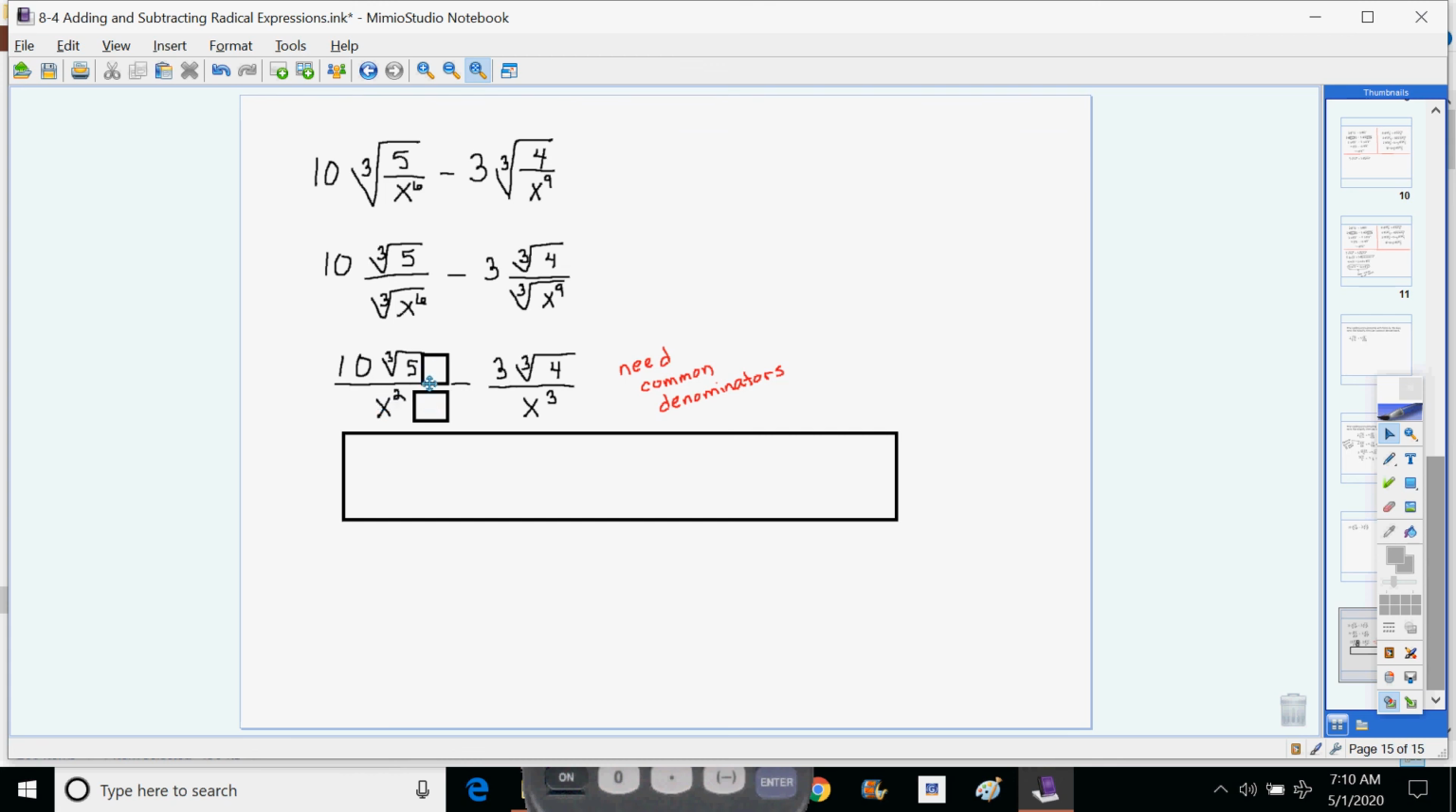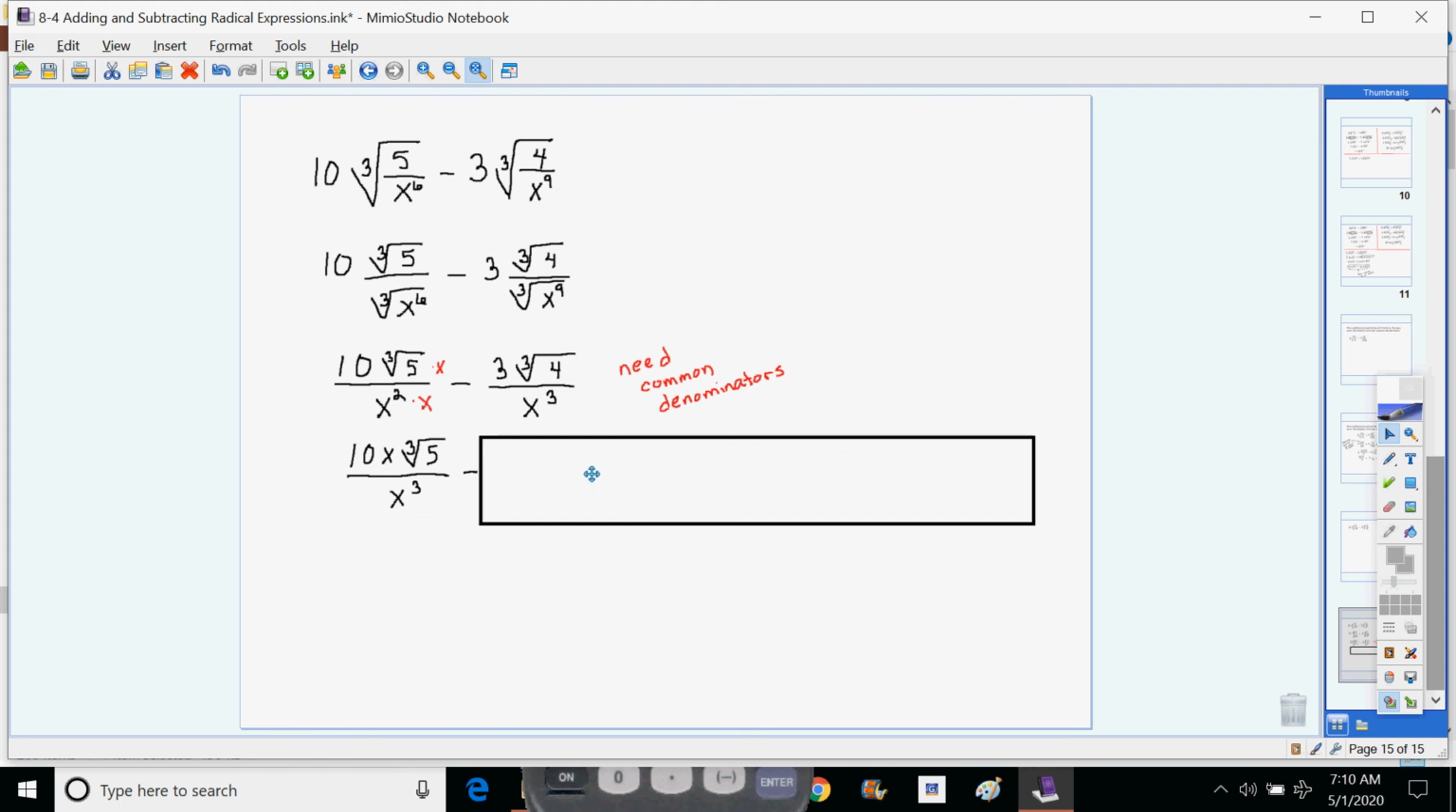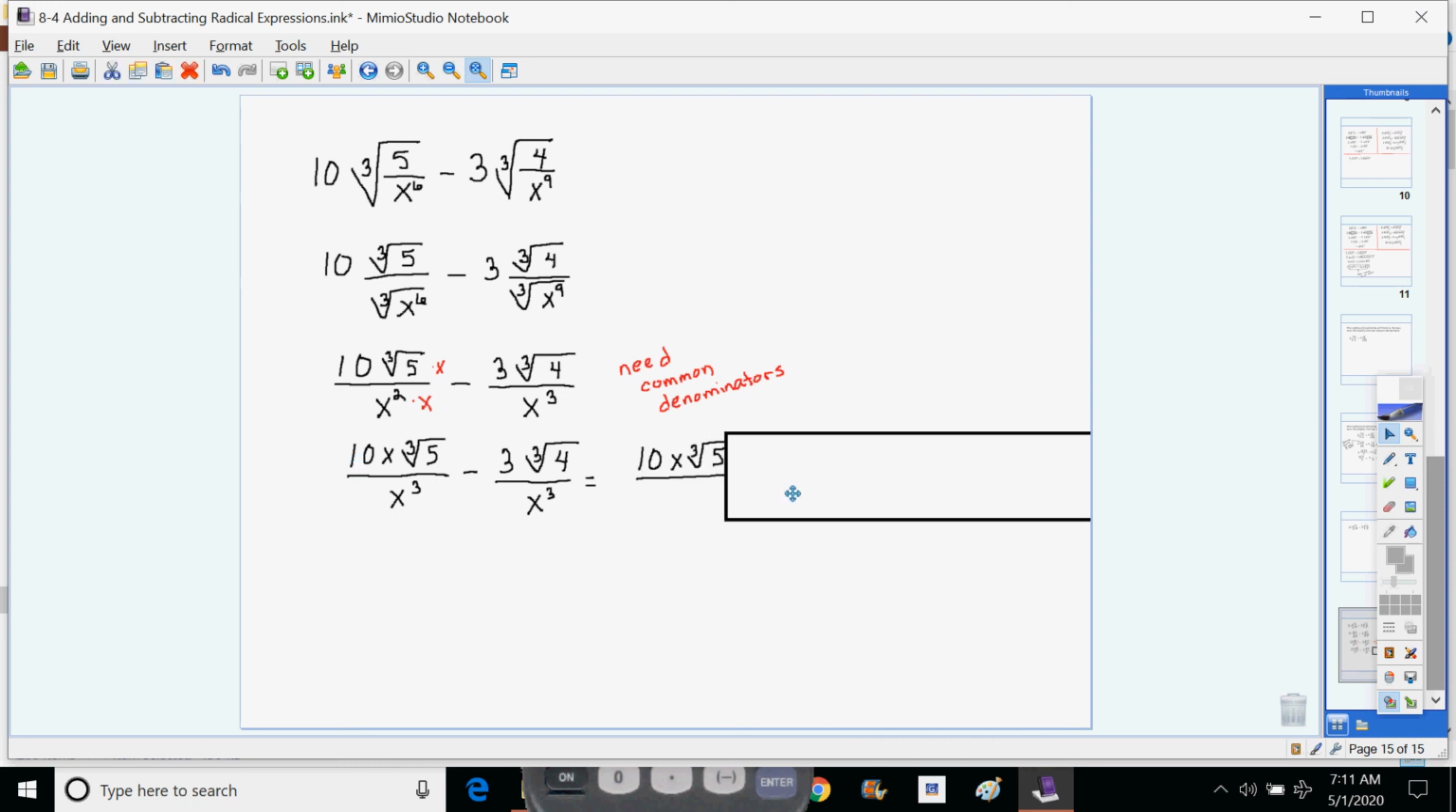So what I need to do is multiply numerator and denominator both by x's. Because you can always multiply numerator and denominator by the same thing for equivalent fractions. So we have this now. Okay. Now, we have common denominators, which means we can combine this numerator.